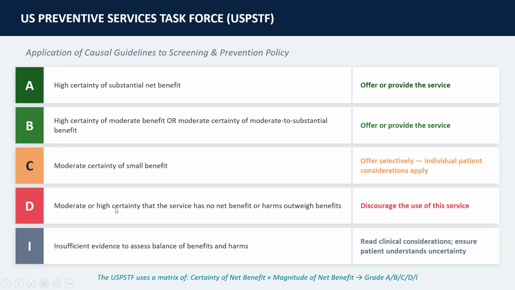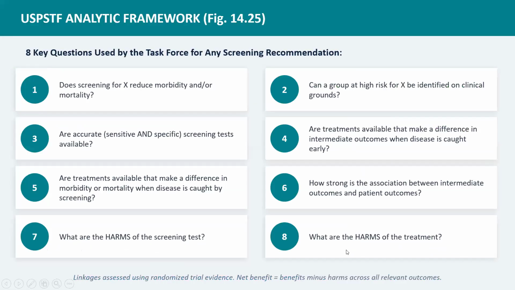Grade D: moderate or high certainty that the service has no benefit or that harm outweighs benefit. Discourage the use of this service. Grade I: insufficient evidence to assess the balance of benefit and harm. Ensure the patient understands the uncertainty.